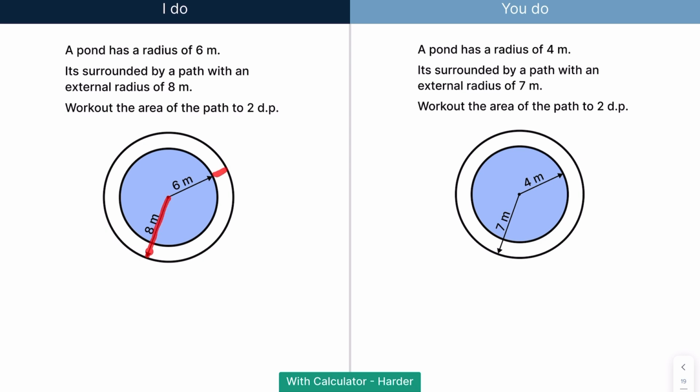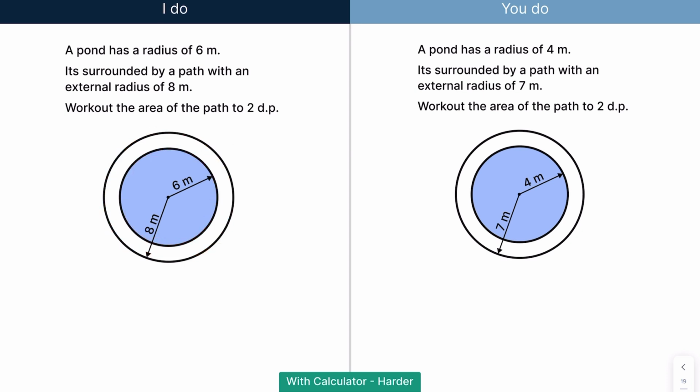That is from here all the way down to here. So they want to know the area of the path is what the question is asking for. It's saying, can you tell me what the area of the path is around the circle? Now, to find the area of the path, we've first got to find the area of this circle. Then we've got to find the area of the big circle, and we've got to take them away.